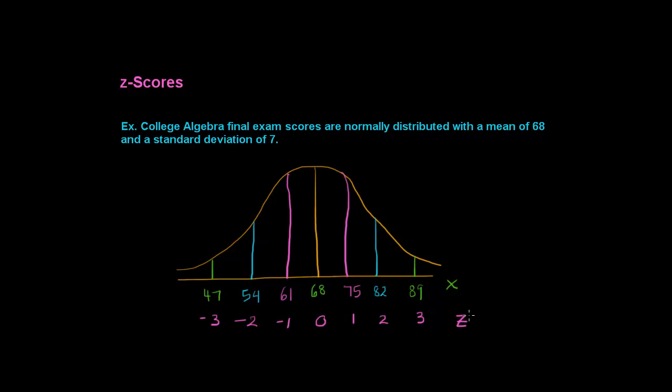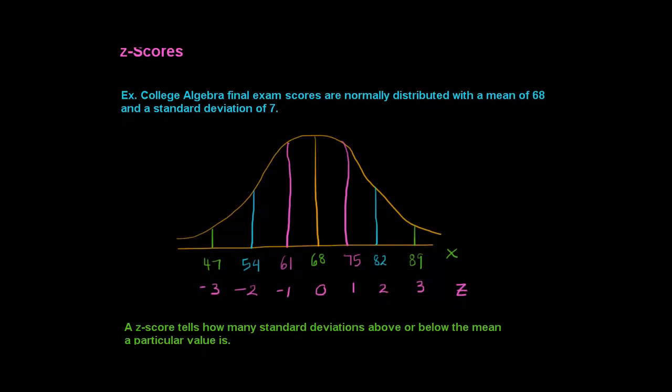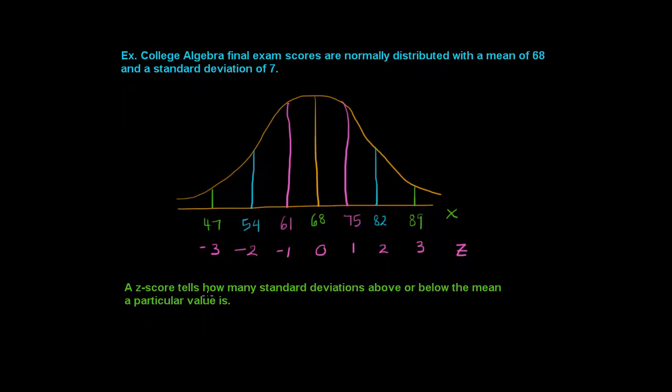So a z-score then tells us how many standard deviations above or below the mean a particular value is. Let's say that again. A z-score tells how many standard deviations above or below the mean a particular value is. So 54 is 2 standard deviations below the mean. Let's look at an example.